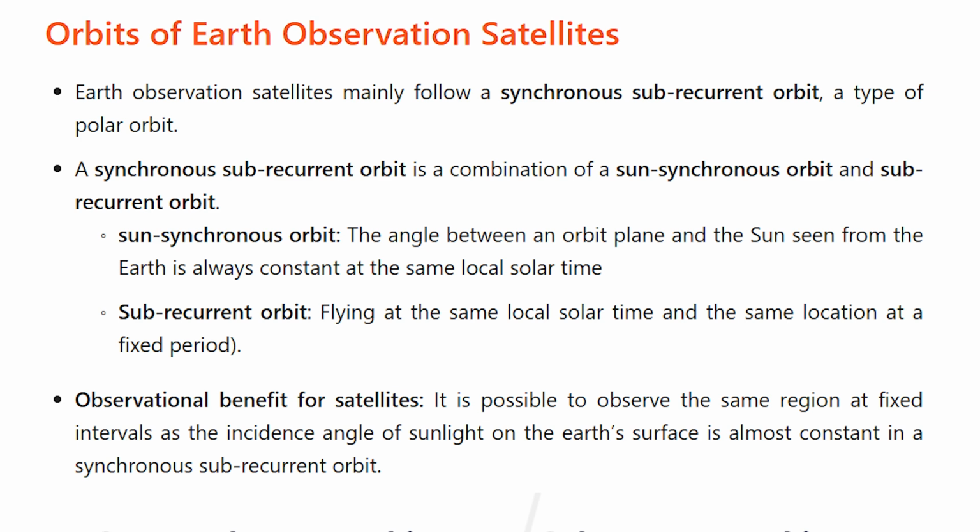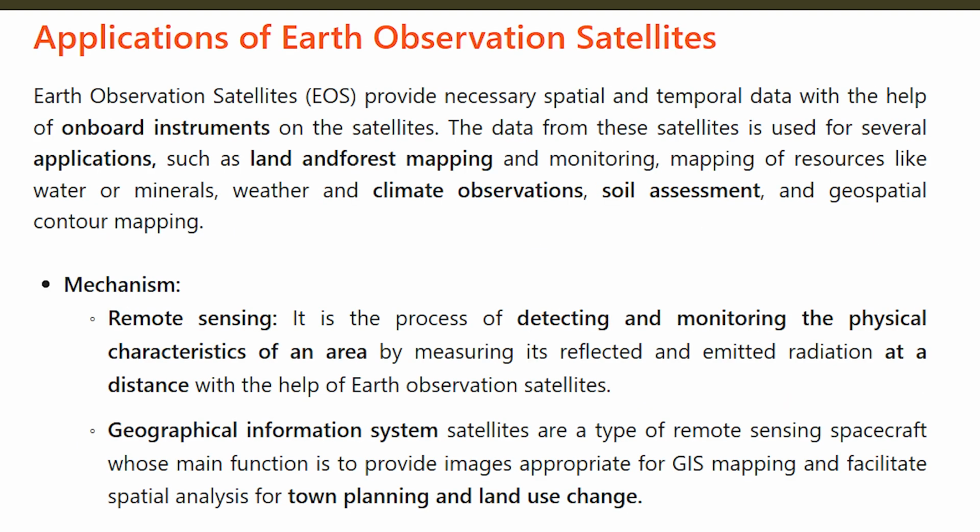period. Observational benefit for satellites: it is possible to observe the same region at fixed intervals as the incidence angle of sunlight on the Earth's surface is almost constant in a synchronous subrecurrent orbit. Applications of Earth observation satellites. Earth observation satellites, EOS, provide necessary spatial and temporal data with the help of onboard instruments on the satellites.